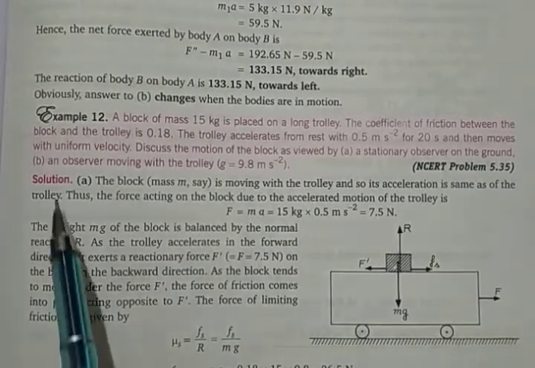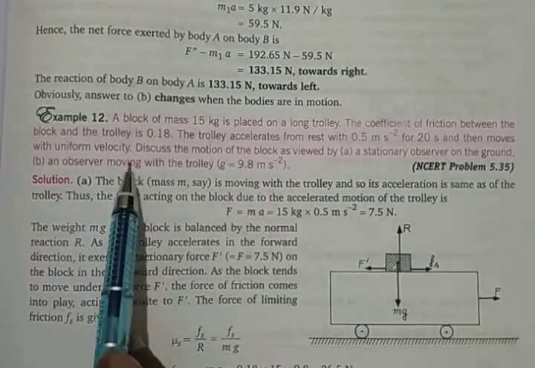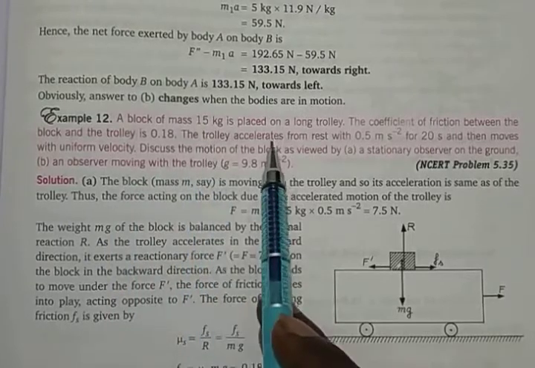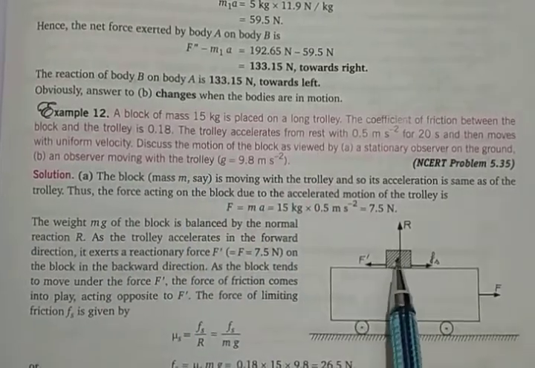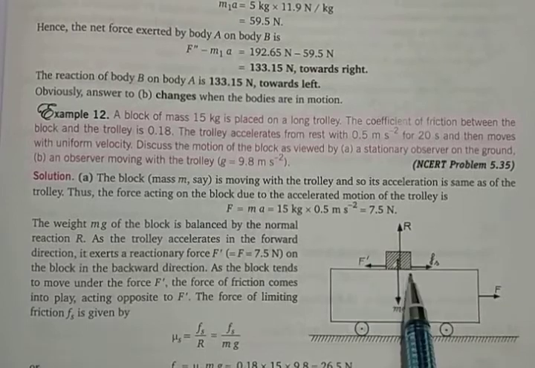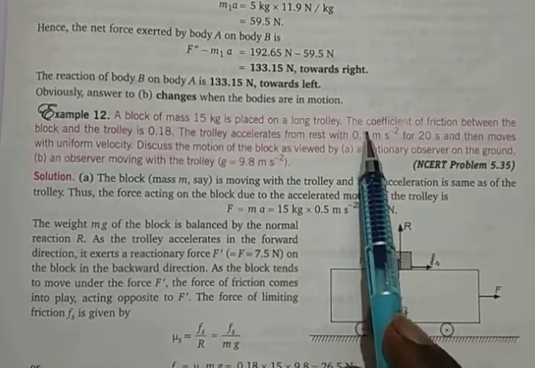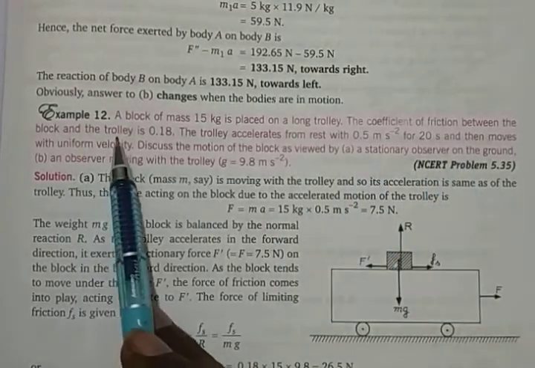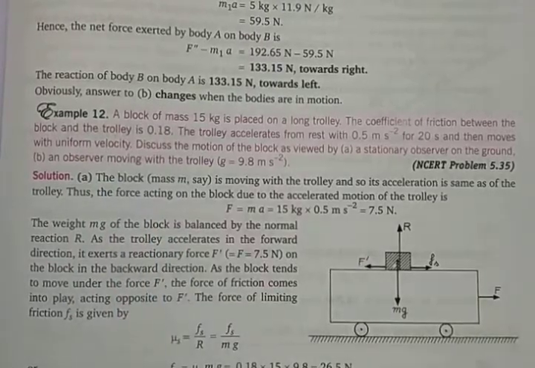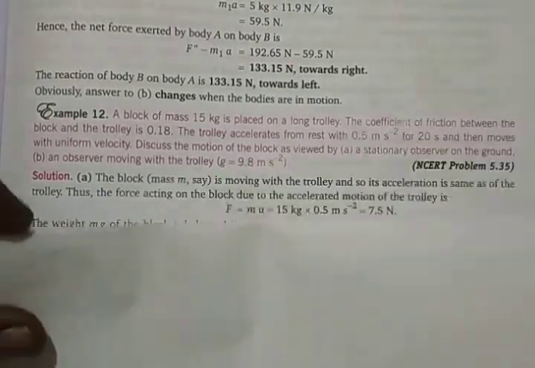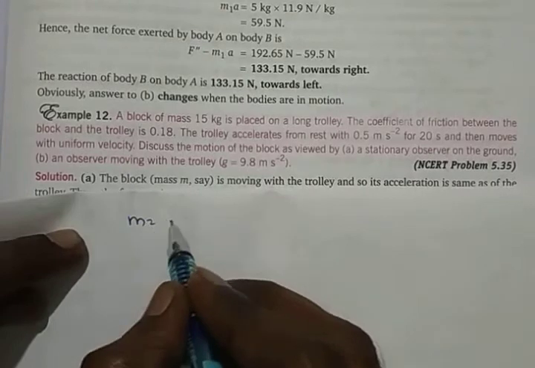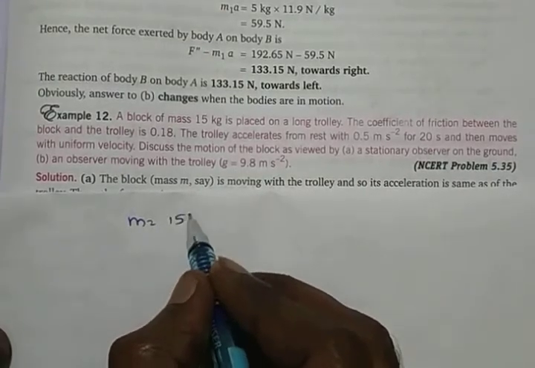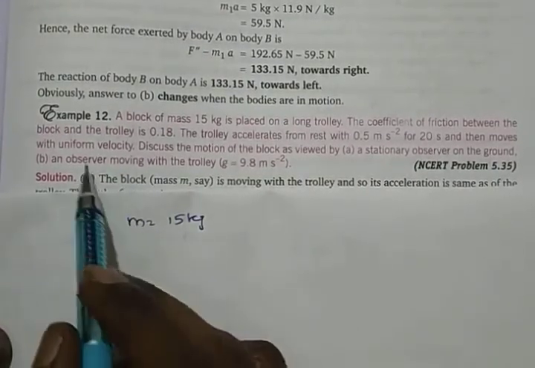So the question is question number 12. Let's read the question. A block of mass 15 kg is placed on a long trolley. So you can draw this diagram here. On a long trolley, a block is kept here. The coefficient of friction between the block and the trolley is 0.18. So you can write here mass is equal to 15 kg and coefficient of friction is there.